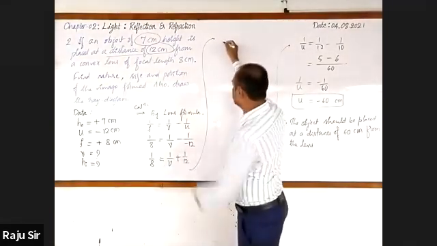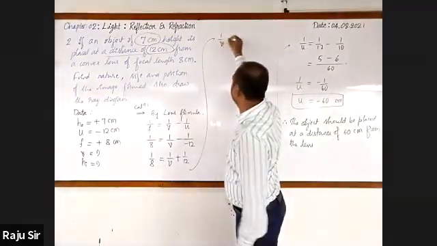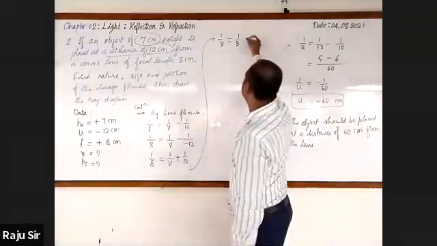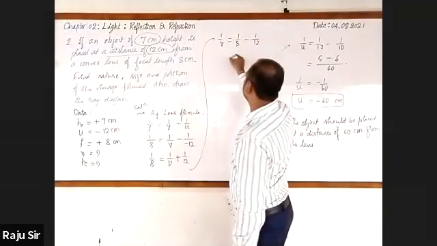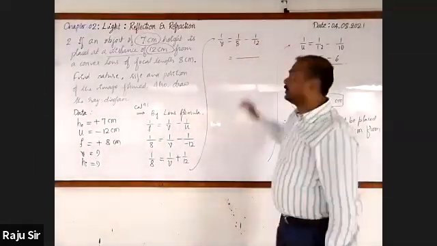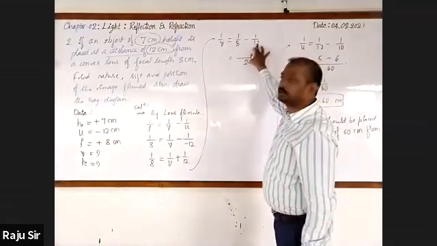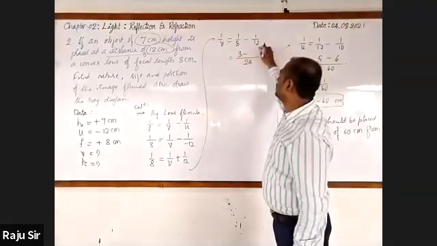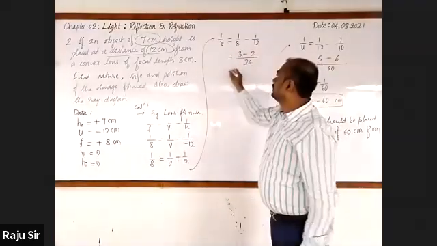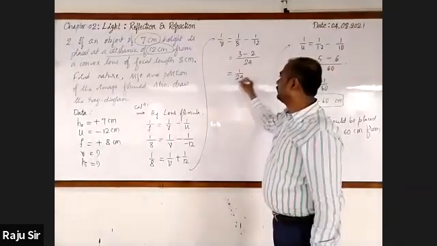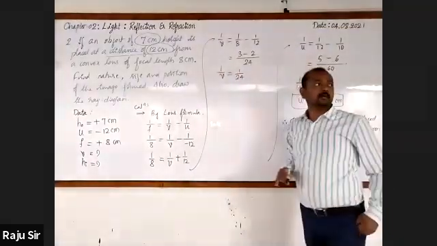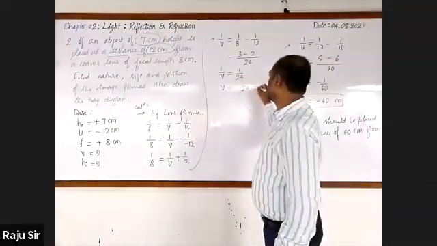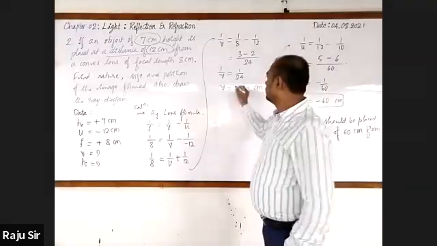We want only 1 by v. 1 by v is equal to 1 by 8, transfer 1 by 12 to the left hand side, minus 1 by 12. What is the LCM? 24. Multiply LCM with both the terms: 3 by 24 minus 2 by 24, it is equal to 1 by 24. 1 by v is equal to 1 by 24. Then what is v? 24 centimeter. Positive or negative? Positive.